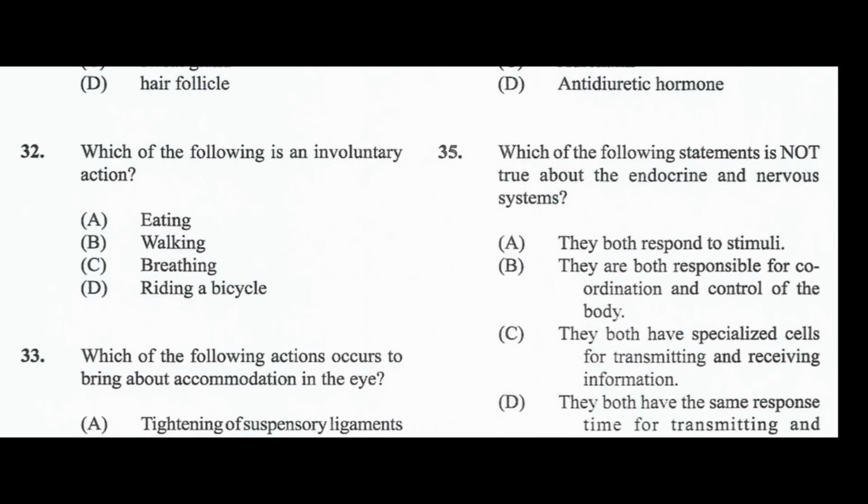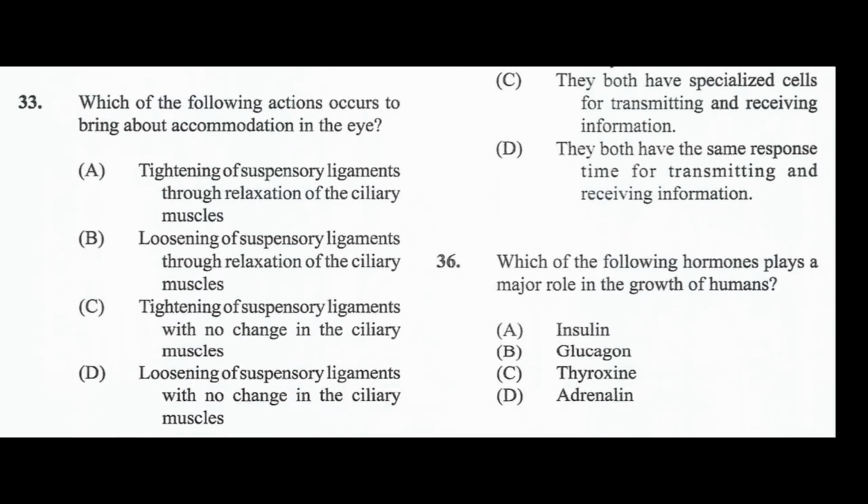32, which of the following is an involuntary action? Eating, walking, breathing, or riding a bicycle. Involuntary actions are the things you don't really think about, but your body does them anyway to keep you alive. So like breathing, blinking, secreting hormones and things. I'm sure there are a lot more, they're just not coming right now.